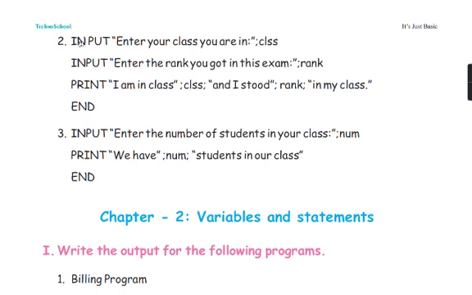For the second program, input, enter the class you are in. Input, enter the rank you got in this exam. These two are variables. You can use any word you like, but the same name has to be matched here. Third question, input, enter the number of students in your class. Print, we have, variable, students in our class. End.